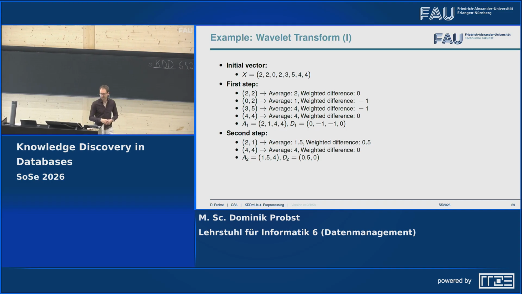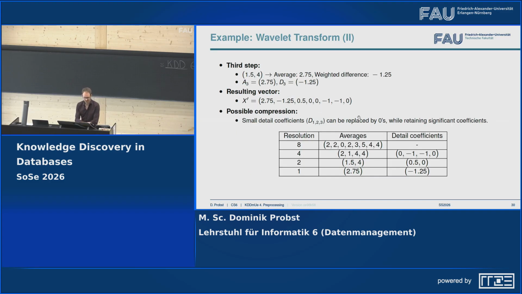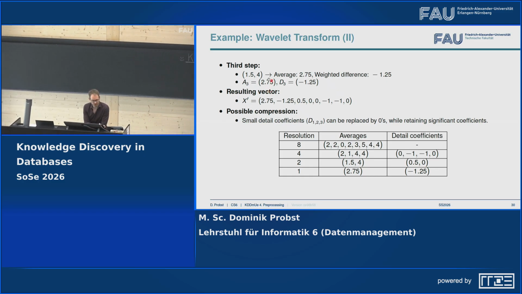We can then apply the same thing to the average vector of the first step. So we can take a look at 2 and 1, compute the average, which is 1.5, and compute the weighted difference, which is 2 minus 1.5, which is 0.5. And we end up with 2 vectors again, the average vector and the difference vector. We can do that again when we end up with a vector with only 1 value in there.